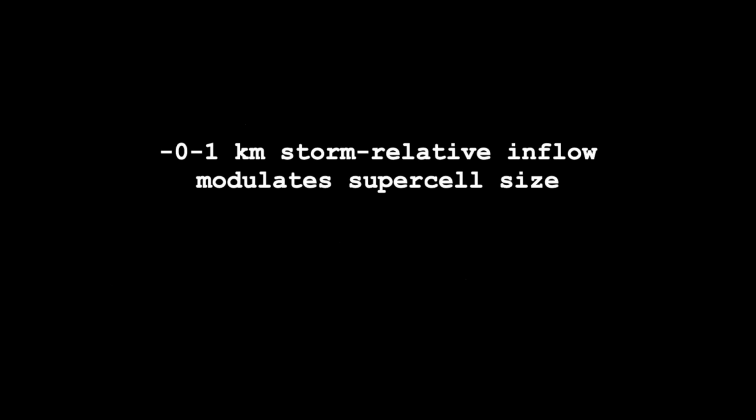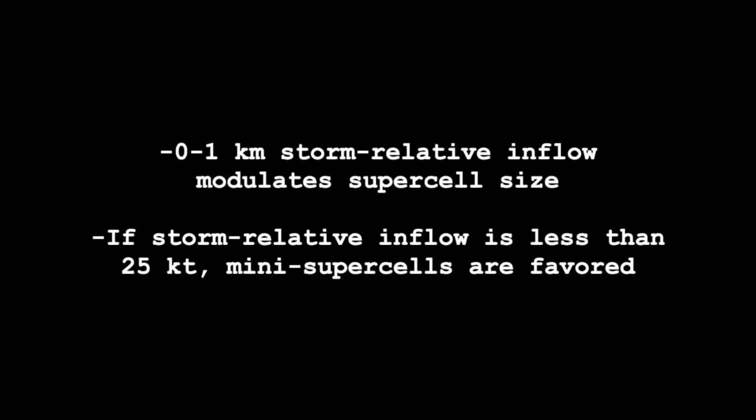The storm relative winds in the lowest kilometer of the atmosphere modulate supercell size. This is called storm relative inflow. Storm relative inflow determines how much mass is flowing into a storm. Stronger storm relative inflow means that more mass is getting pulled into the storm, and therefore that storm is likely to be larger, whereas weaker storm relative inflow means less mass getting pulled into the storm, and you get a smaller storm. A general rule of thumb is that if storm relative inflow in the 0 to 1 kilometer layer is less than 25 knots, then mini supercells will be favored.